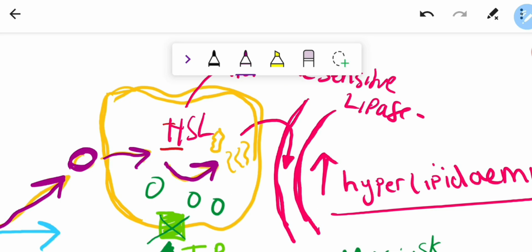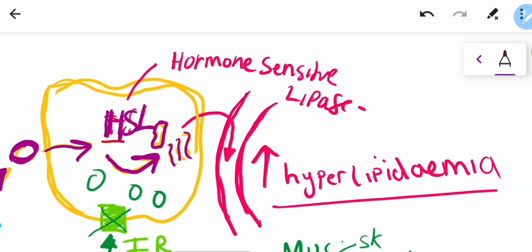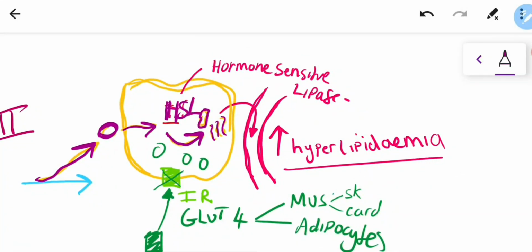The fat globule now is going to be broken down into fatty acids and glycerol. Now, these things can't be stored. All right, so what happens? It goes into the blood. So over time, we're just accumulating more fats into the blood because hormone-sensitive lipase is active.